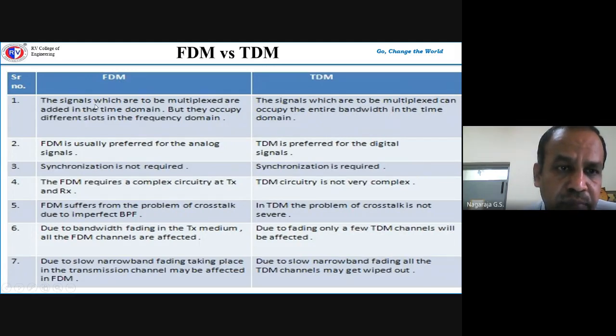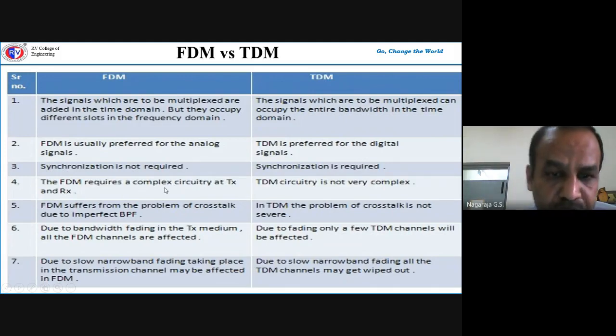In FDM, the signals to be multiplexed are added in the time domain, but they occupy different slots in the frequency domain. That's what I mentioned already. In TDM, the signals to be multiplexed can occupy the entire bandwidth in the time domain. FDM is usually preferred for analog signals, whereas TDM is preferred for digital signals. Synchronization is not required in FDM, whereas in TDM it is required.